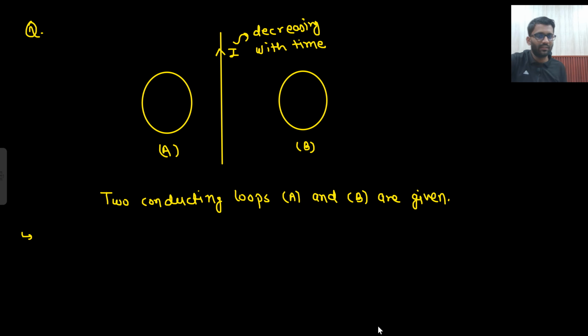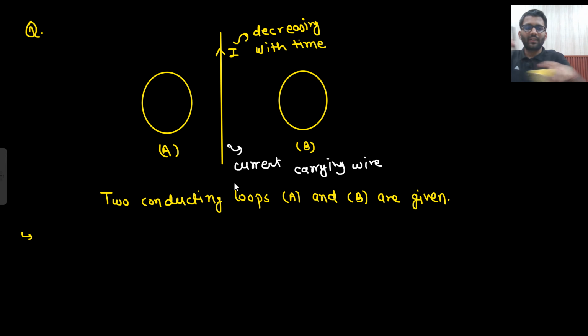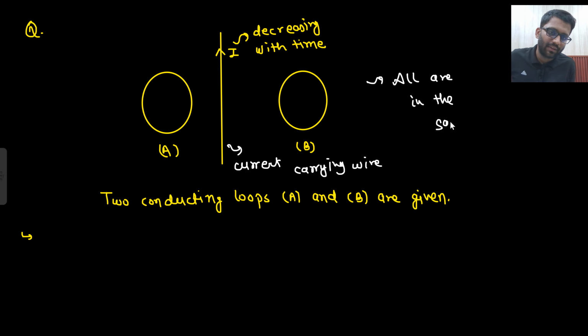Okay, let's solve this numerical. This is a current carrying wire. And these A and B are two conducting loops. So basically this is the wire. One conducting loop is somewhere here, another conducting loop is somewhere here. All are in the same plane.